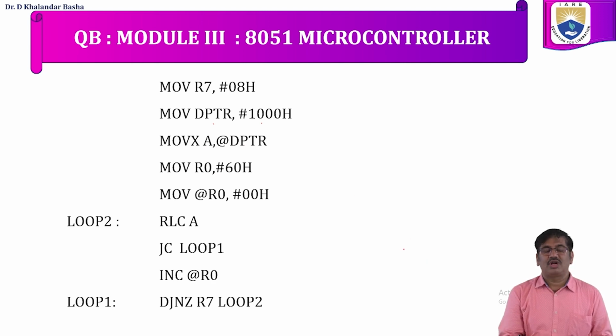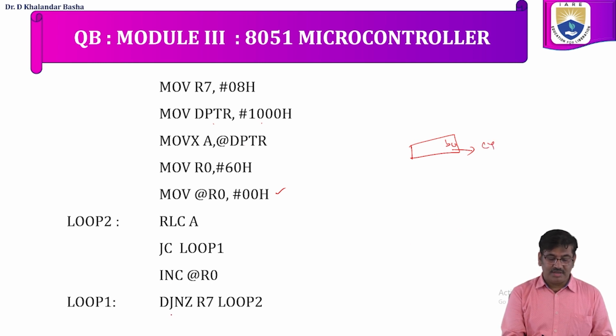Next, MOV R0, #60H. This is where we want to store the data after counting. MOV @R0, #0. So the count is initialized to 0 in that memory location. Next, we will rotate the contents towards the left side by 1 bit, the B0 bit. Then it will be moved into the carry flag.